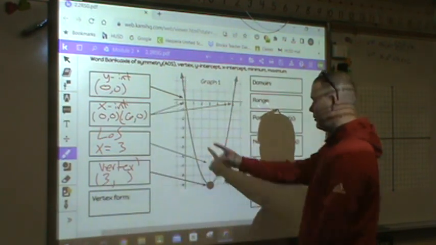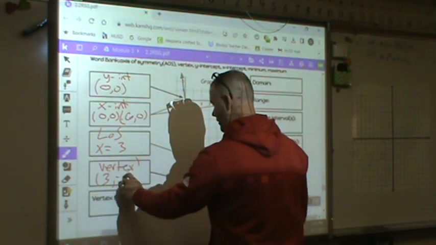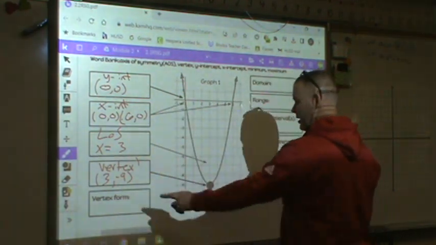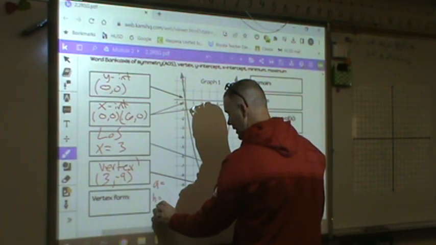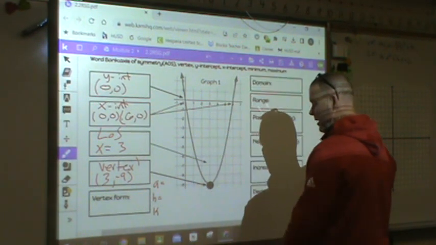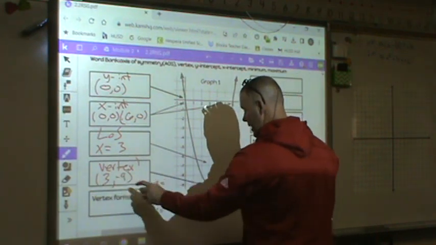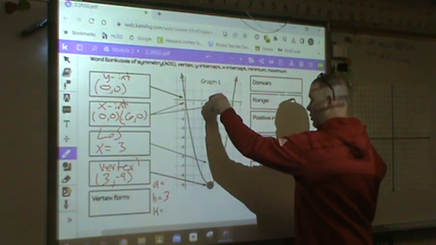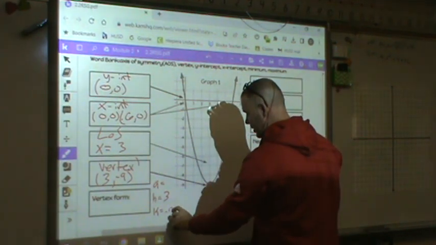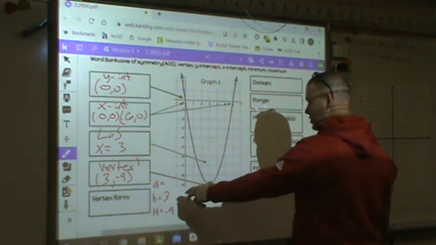I know the input better be 3. 3 and -9, no problem. The next thing it wants to know is vertex form. Well, remember, vertex form, I have to know A, H, and K. I already know H and K. H is 3, not -3, it's +3. I went over +3 and down 9. Okay? So there's my H and K.